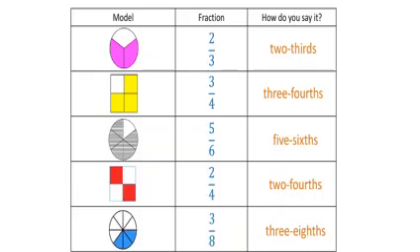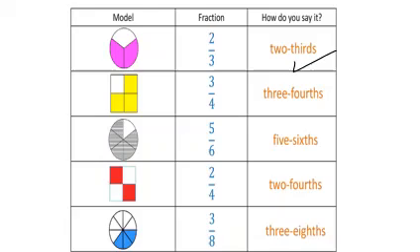Look at this circle. We colored 2 parts in purple. So 2 parts out of 3 are colored in purple. So we say it as 2/3. In the second diagram, we have a square.